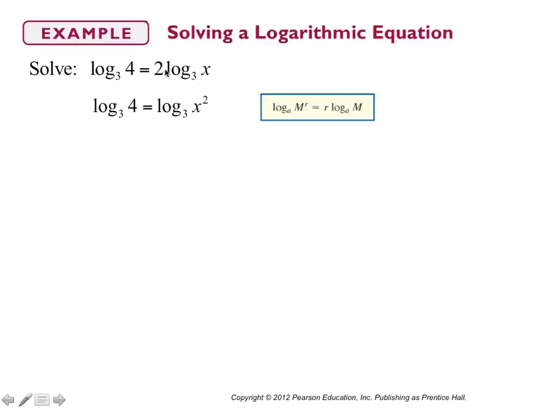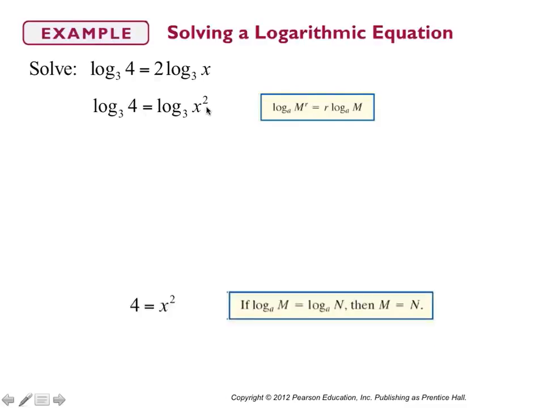So what we want to do first is take our 2, which is written as a product, and change it into an exponent. Recall, anytime you have an exponent, you can bring it out front as a factor if you want. Anytime you have a factor out front, you're welcome to bring it up as an exponent. So what we have here is log base 3 of 4 equals log base 3 of x squared.